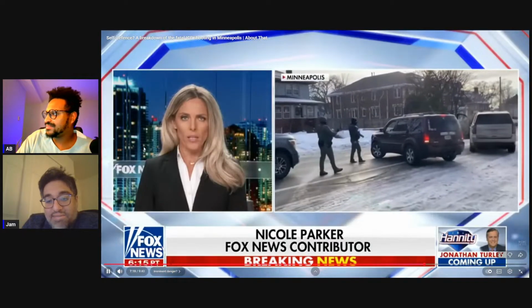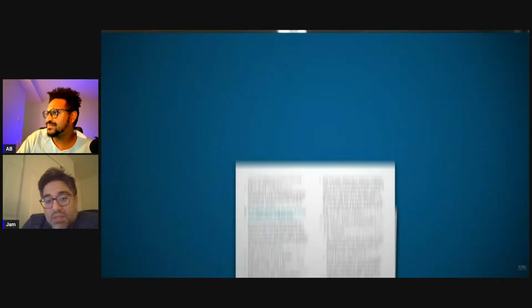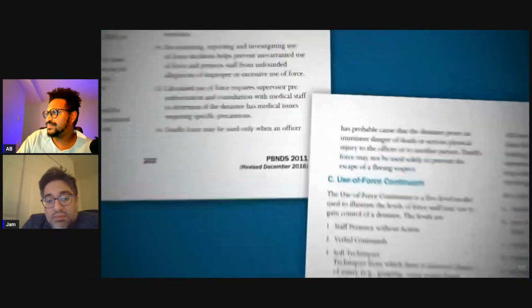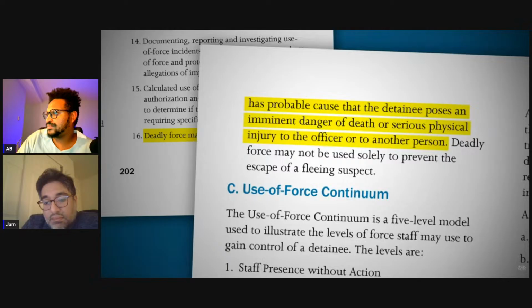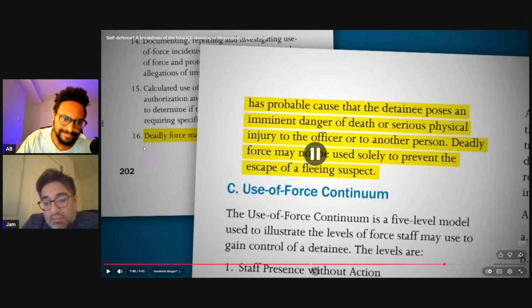Based on my training, deadly force is justified. ICE has its own handbook, its own principles governing the use of force. And here's the entry on deadly force, which stipulates it may only be used in situations when an officer has probable cause that the detainee poses an imminent danger of death or serious physical injury to the officer or to another person. But importantly, deadly force may not be used solely to prevent the escape of a fleeing suspect. It's literally in your handbook, bro.